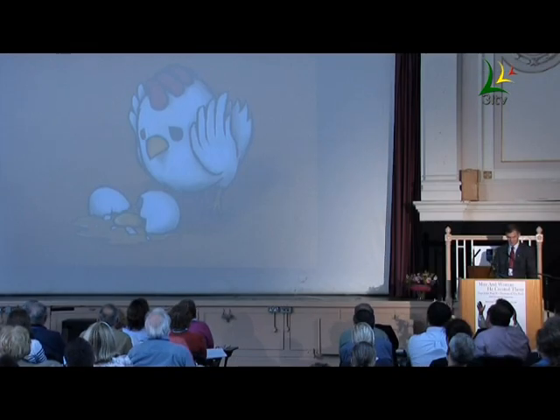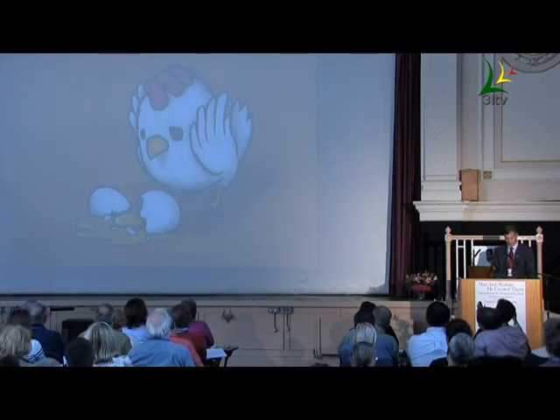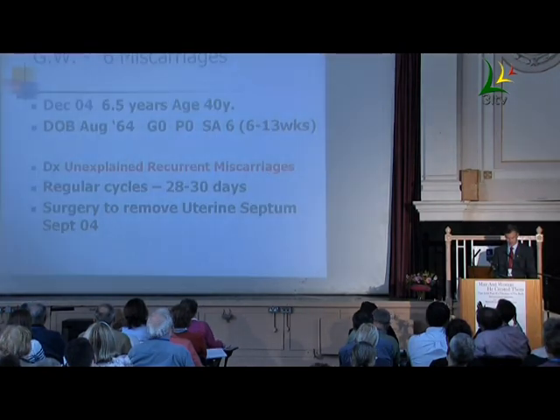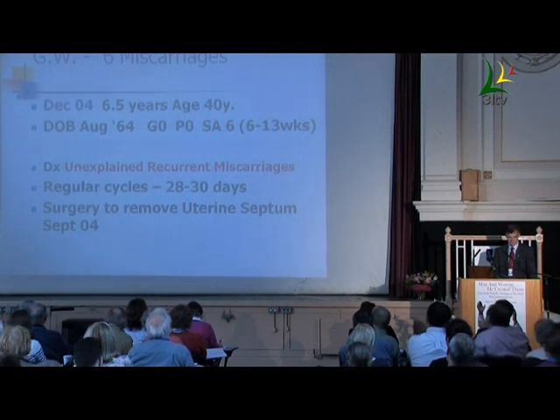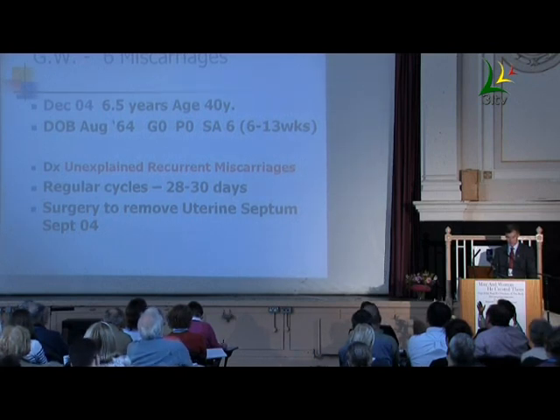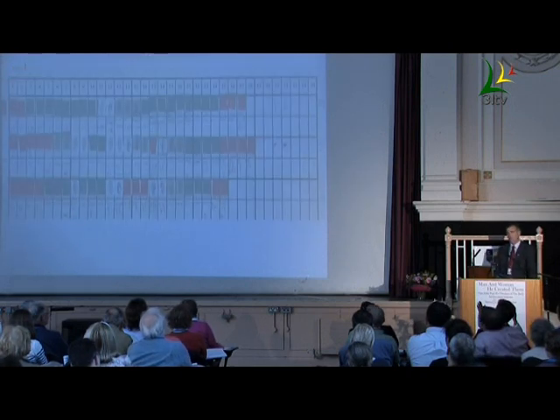Miscarriage. It's not just about eggs, it's fertilised eggs, it's eternal immortal souls, and it's a lot of pain. And this is one couple who had 6 recurrent miscarriages, and she came to us in 2004, and she was aged 40. So I won't go through all the details because I know time is a bit of a pressure thing. Unexplained recurrent miscarriages 6 times.